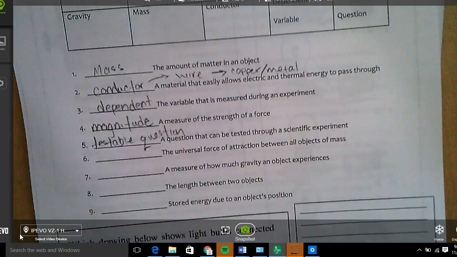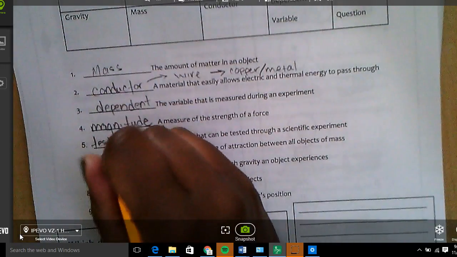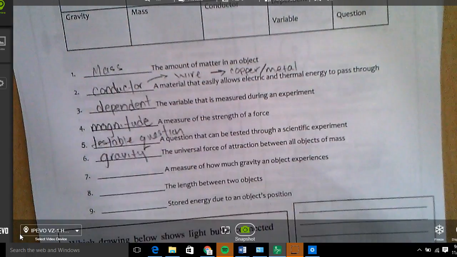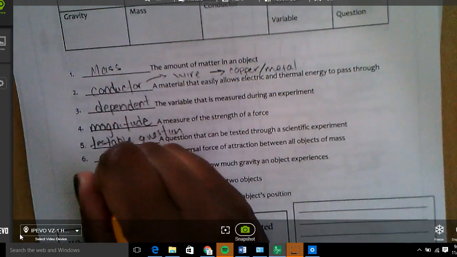And number 6, the universal force of attraction between all objects, Ramaya? Gravity. 7, a measure of how much gravity an object experiences, Jalen? Weight.